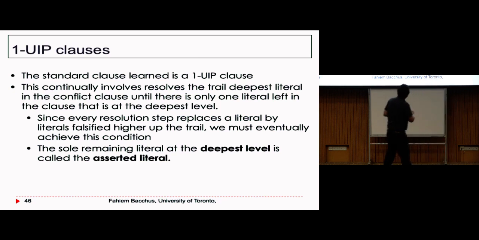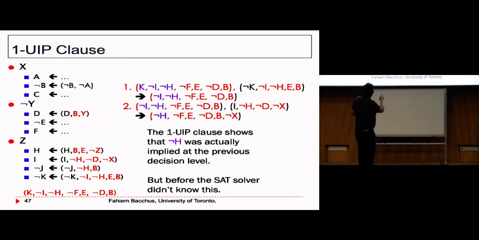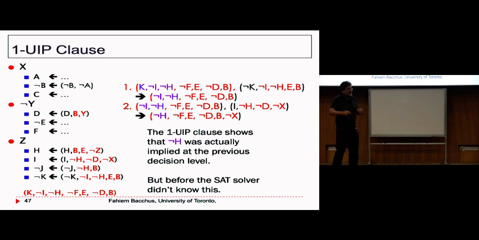So how does this work? So say, for example, we get to this conflict clause here. We can see this conflict clause. The literals in blue are all the literals that appear after the Z decision. So they're the deepest level. Okay? So I'm going to proceed to resolve away these in order of this trail, going backwards.